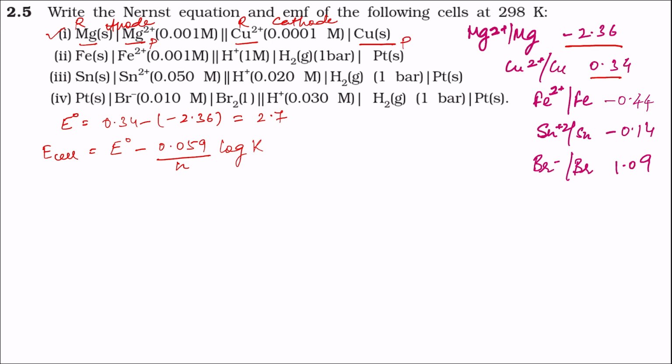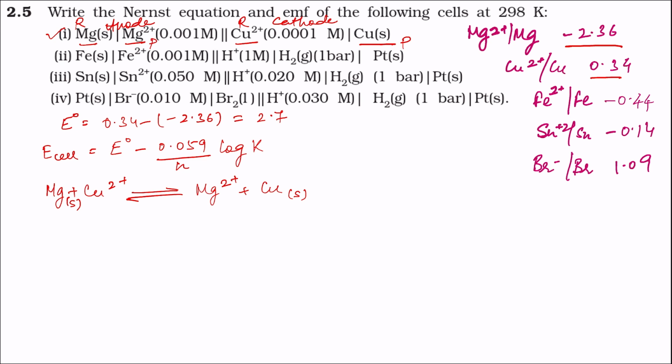So this can be written, we can write the cell reaction. You can write the cell reaction as magnesium plus Cu2+ forming magnesium ion plus copper. This is solid magnesium, this is solid copper, and this will be aqueous solution of Cu2+ and aqueous solution of Mg2+ ions. So this is the redox reaction, this is the cell reaction.